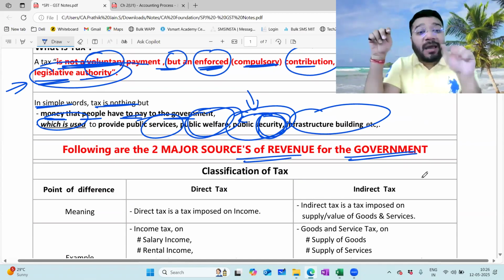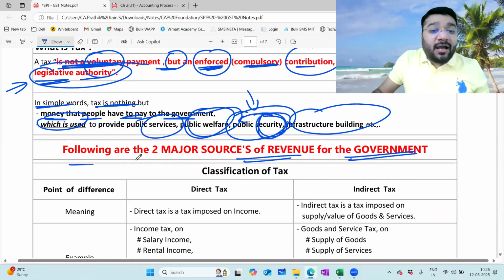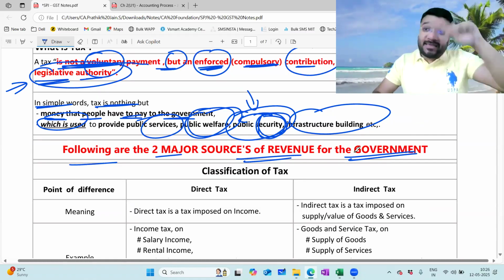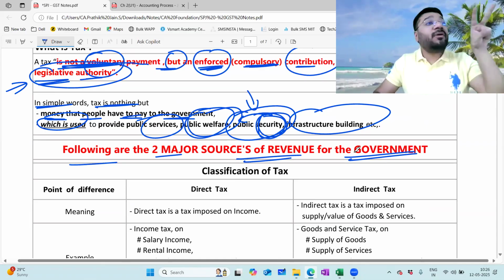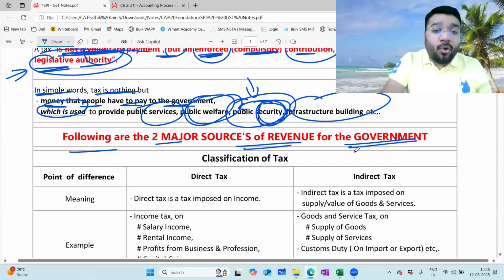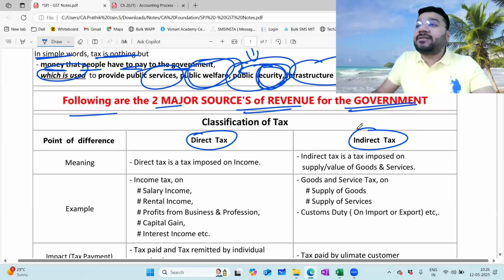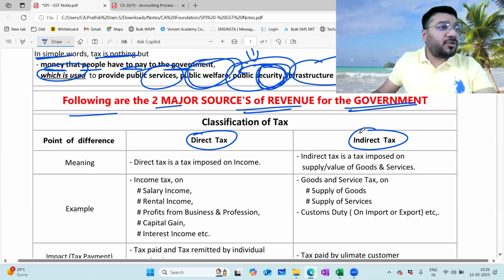In tax also there are two bifurcations. Following are the two major sources of revenue for the government, from the tax point of view. Tax is a major source, but in tax also they have two categories. One is called direct tax and one is called indirect tax.